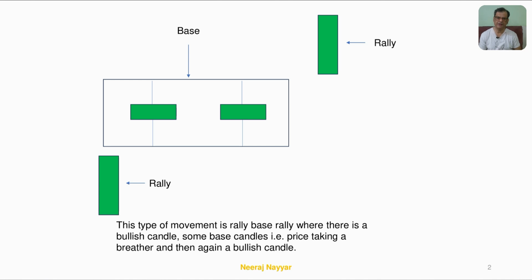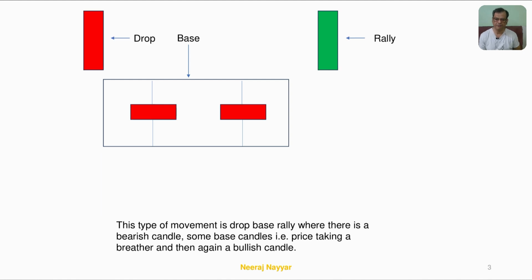Now let's take a look at this slide. This slide basically shows a type of movement which is called rally. Rally means a price increase where the close is higher than the open. Then you have something called a base, where price takes a breather and consolidates sideways for a bit before the next rally upwards. So this type of movement is called rally, base, rally, where there is a bullish candle, some base candles, and price taking a breather and again a bullish candle. So this is rally, base, rally.